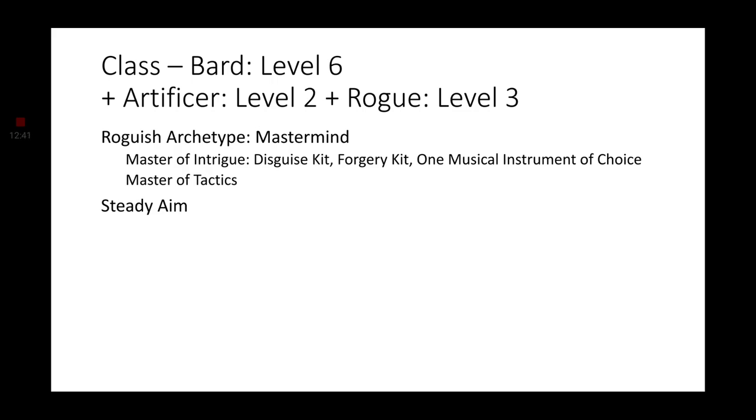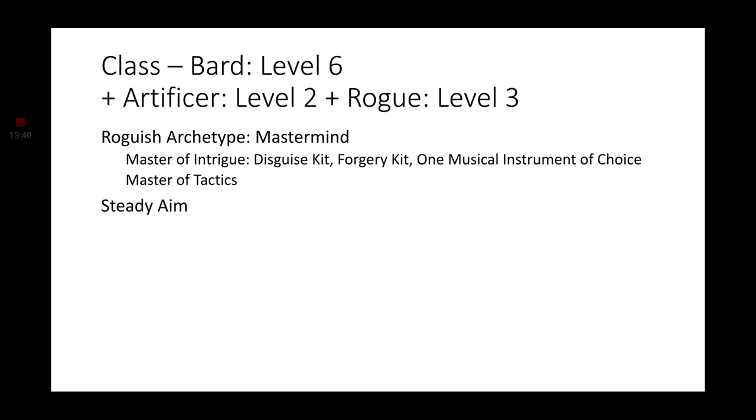as the roguish archetype. For this build, we get the abilities known as Master of Intrigue, which gives us proficiency in Disguise Kit, Forgery Kit, and one musical instrument of choice. Somehow I forgot the word that I have been using this whole entire video. Proficiency. We also get the Master of Tactics, which, holy cow, this is hilarious. Master of Tactics makes the help action a bonus action. That's useful. Not only that, it increases the range of the help action.